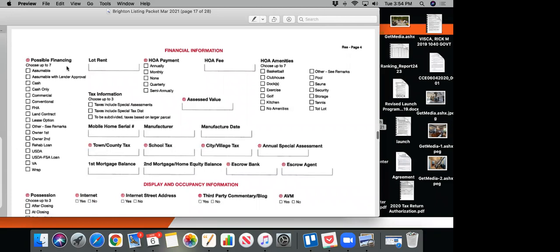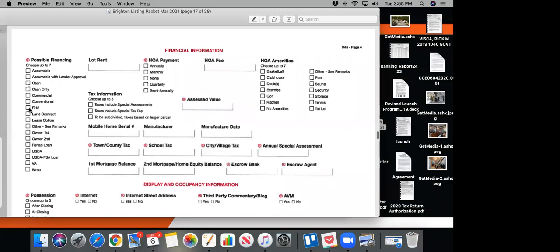Now let's talk about possible financing for a second. Most houses, let's back up for a sec. There are three types of mortgages, two main types. There are three that people will go for, and then there are possibilities of a fourth and a fifth. Conventional financing and FHA are the two top dogs in financing. You have conventional, and then you have FHA financing.